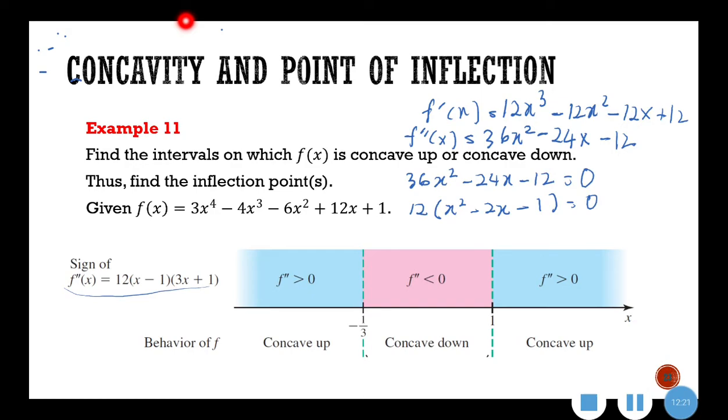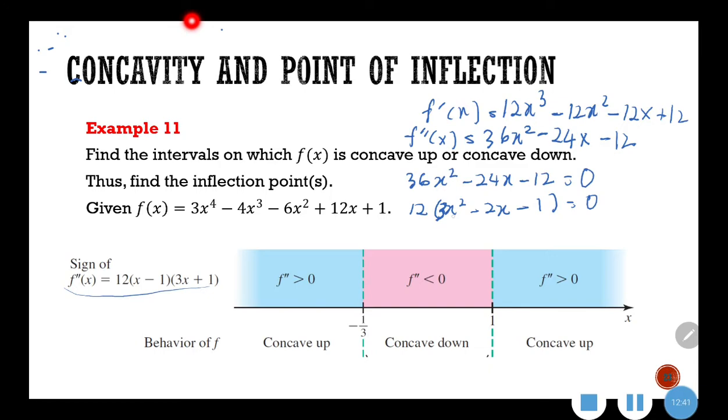Okay, oh sorry, I made a mistake here. Where's my mistake? Okay, 12. Factor out 12. So, here there must be a 3: 3x square minus 2x minus 1. Not just x like before.